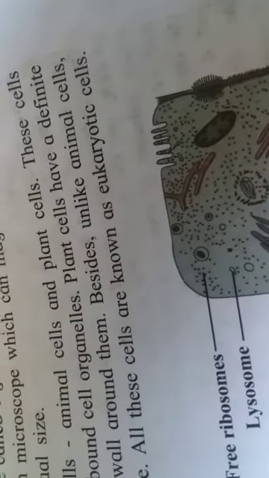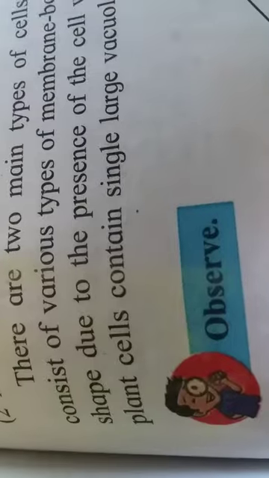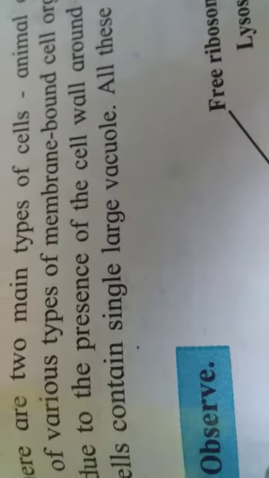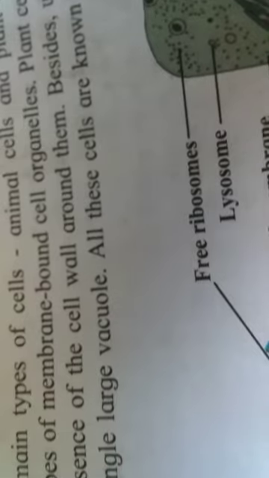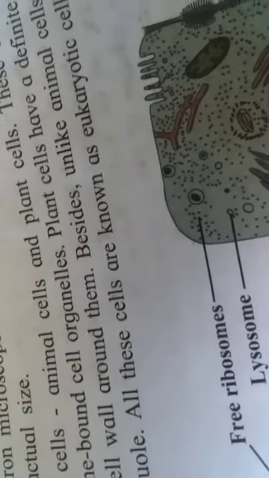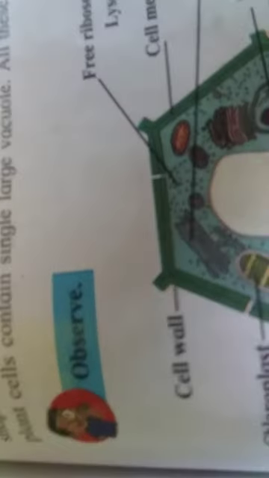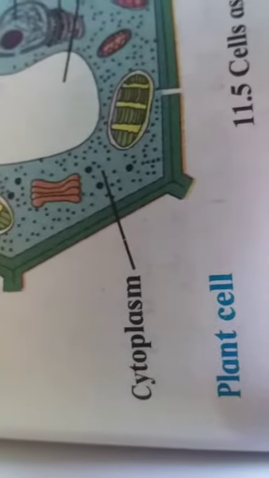Besides this, unlike animals, plant cells contain a single large vacuole. Plant cells, what are they having? They are having a single large vacuole. All these cells are known as eukaryotic cells.